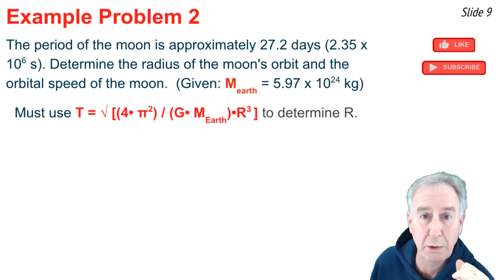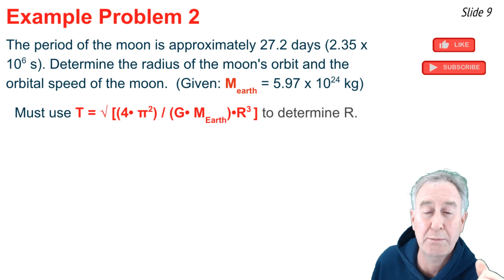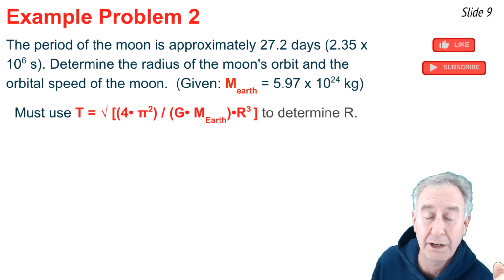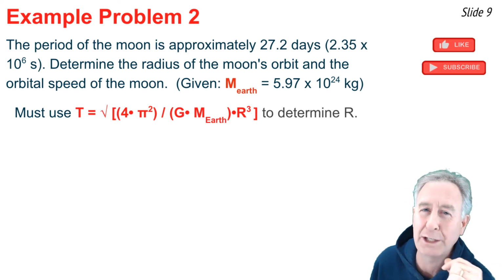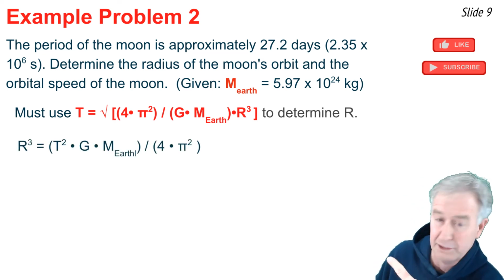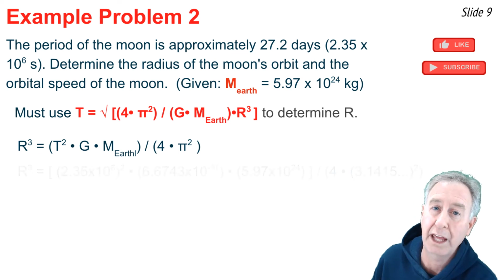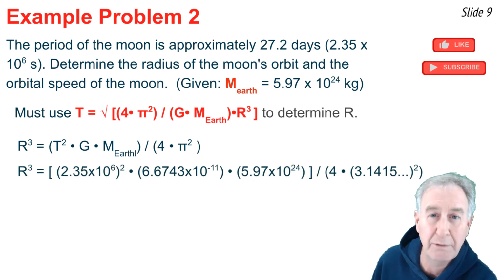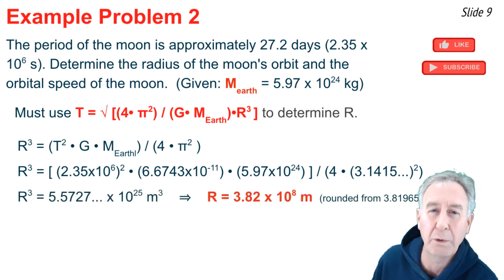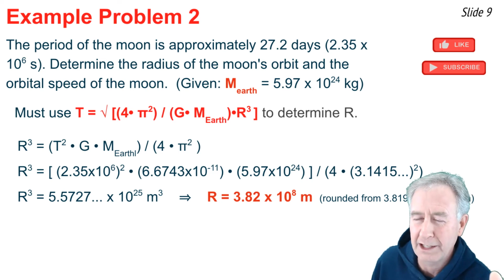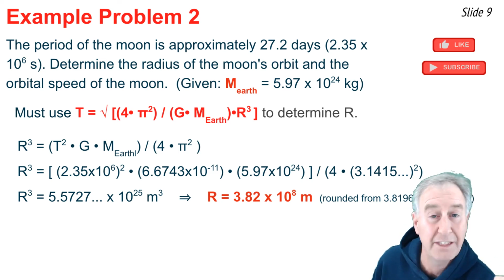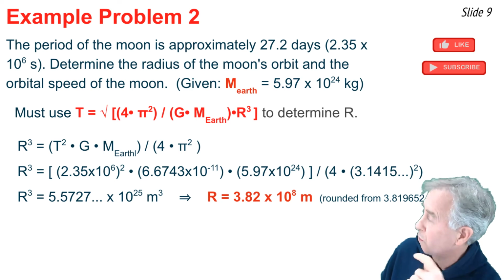And in order to calculate the radius from this equation, I have some algebra to do. I need to square both sides of the equation to get rid of the radical sign, multiply both sides of the equation by r cubed to get it out of the denominator, and divide each side of the equation by t squared. And when I'm done, I have this result. Now I can substitute in known values of the mass of the Earth and the period of orbit, and I can calculate the r cubed value for the orbit of the Moon around the Earth. Once I get r cubed, it's not the radius. I need to take the cube root of that, and that gives me the radius of the Moon's orbit.